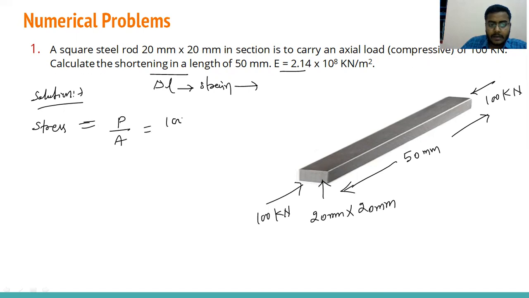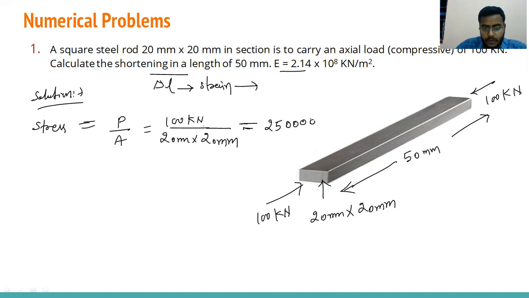Stress is load divided by area. Load is given, 100 kilonewton, divided by area, that is 20 mm cross 20 mm. You can check the units. So we will get this value, 2500 kilonewton per meter square. Now we have the stress, which we can denote by sigma.